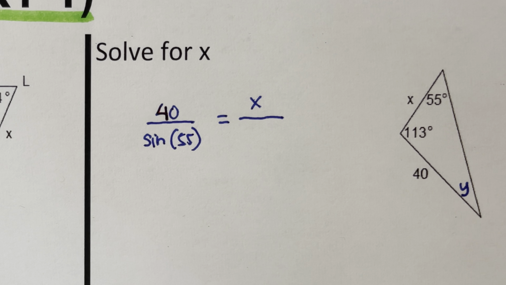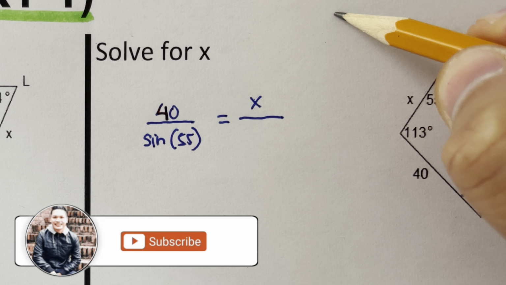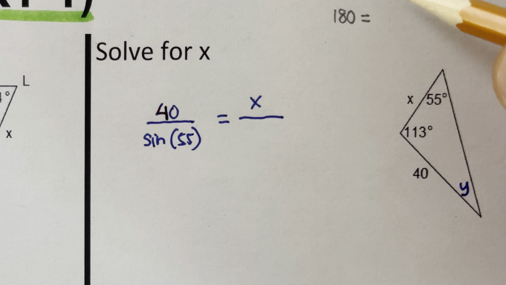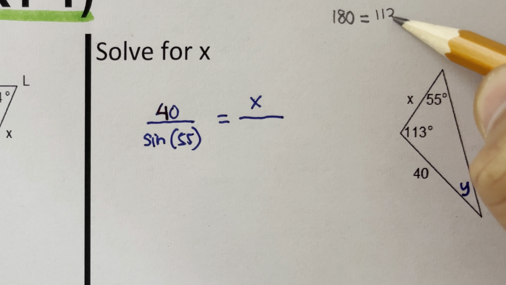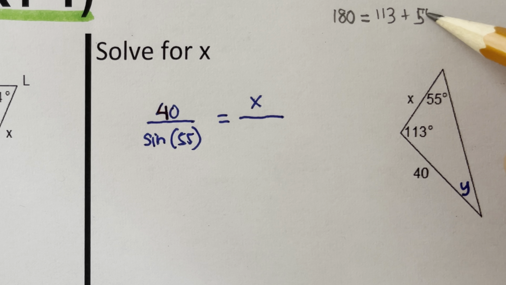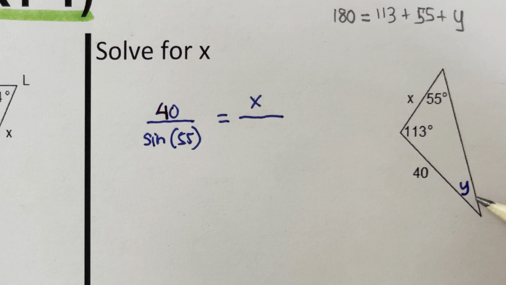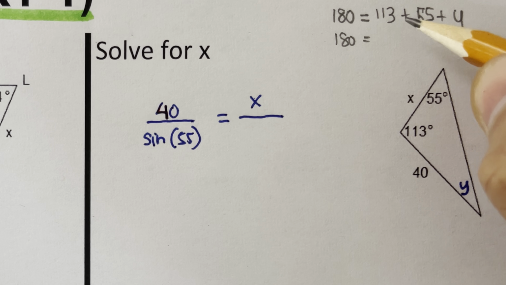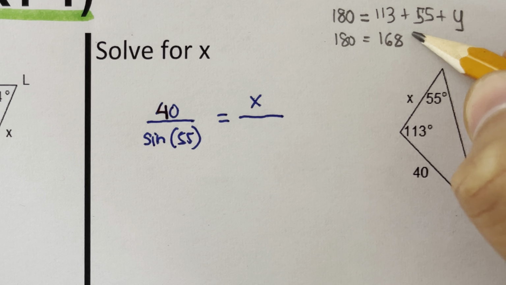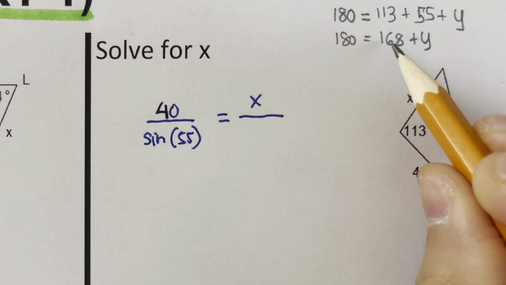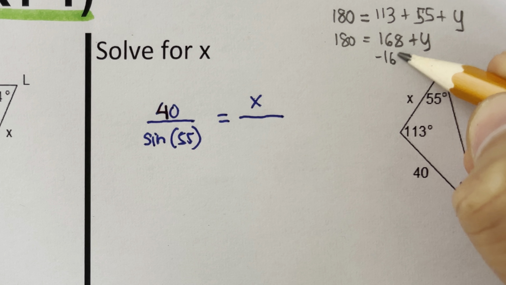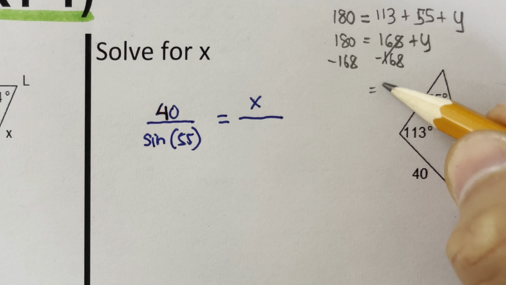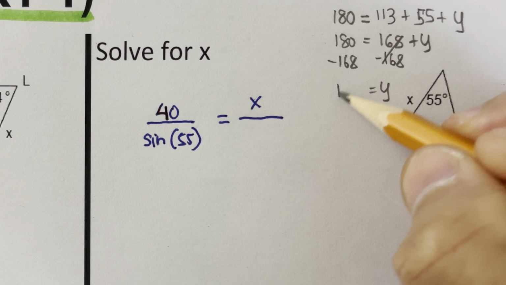So I'm going to show the work up here. So that's going to be 180 is actually equal to first 113 plus 55 plus y. So we're solving for y. So we add these two together. So that would be 180 is equal to 168 plus y. So we're going to subtract 168 from both sides. So minus 168 minus 168. So we are left with y is actually equal to 12 degrees.